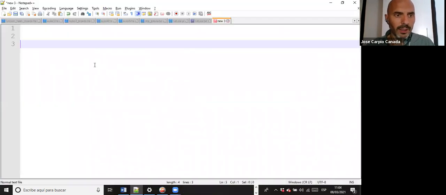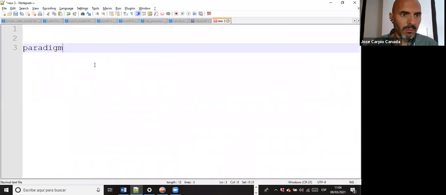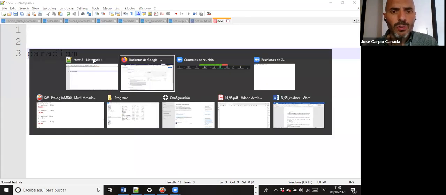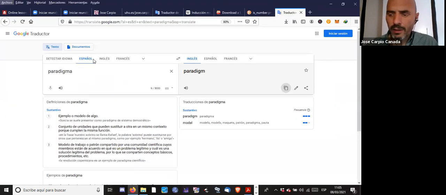Tell me what this word means to you. What does this word tell you? Paradigm. What does that mean to you? What does that word paradigm mean to you? Can someone tell something about that? What does that mean, in your language or your knowledge about paradigm?